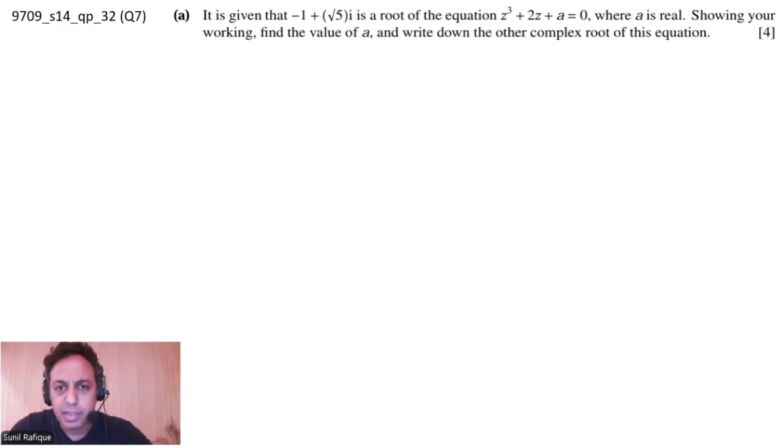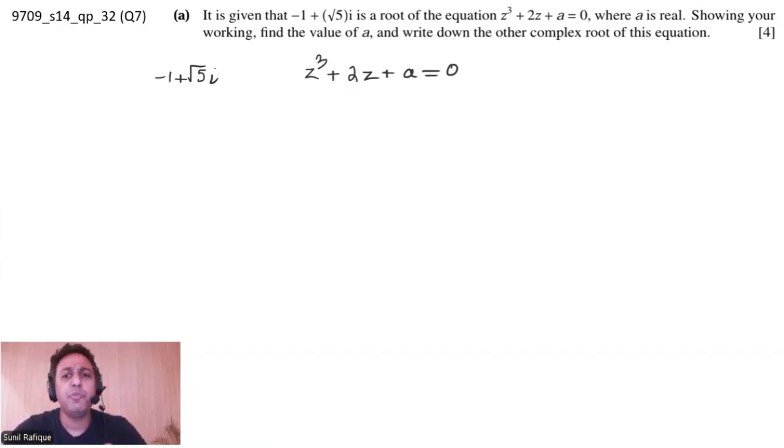So they are saying it is given that -1 plus root 5 iota is a root of the equation z cube plus 2z plus a equals to 0. You can see it's a cubic equation. Showing your working, find the value of a and write down the other complex root of the equation. So we need the value of a and the other complex root.